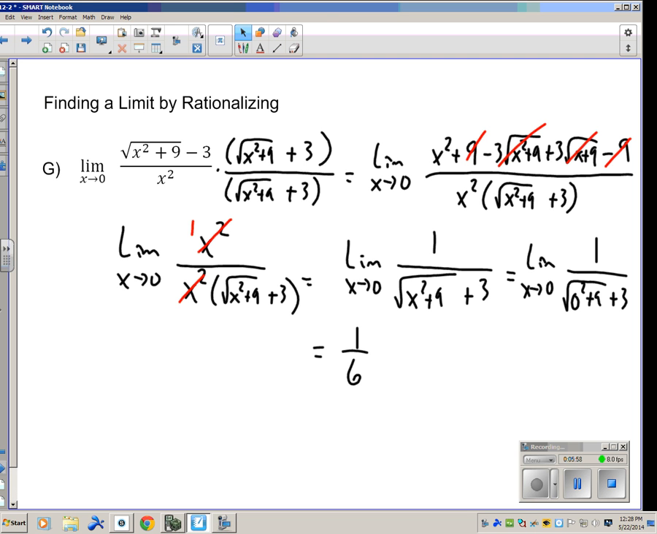Again, we couldn't just substitute 0 in the beginning one. That would not have worked. But notice what we did. We rationalized the numerator there by multiplying it by its conjugate, so the square root of x squared plus 9 plus 3 there, and multiplied both the numerator and denominator by that.